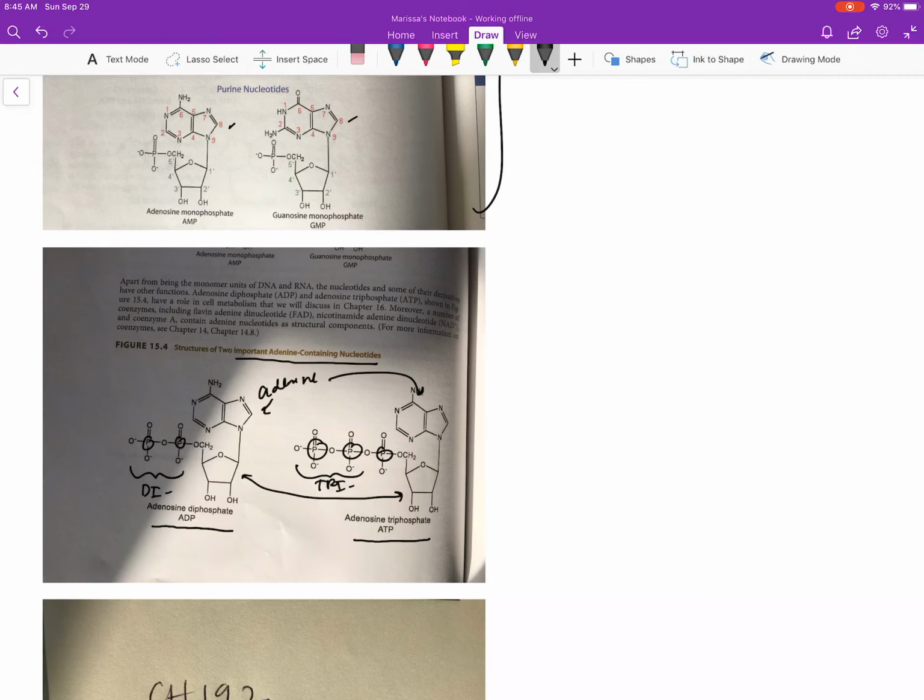So ATP and ADP are part of our metabolic pathways. Okay, this is like the money in the cell. Okay, ATP is what's responsible for making chemical reactions happen, and that's through the breaking of these bonds.